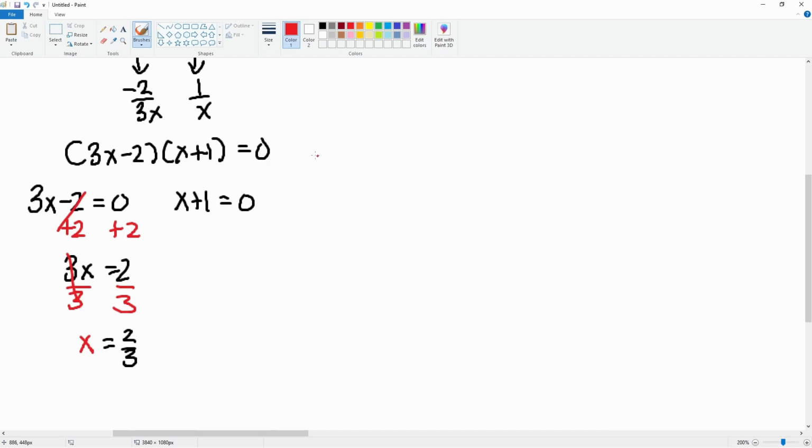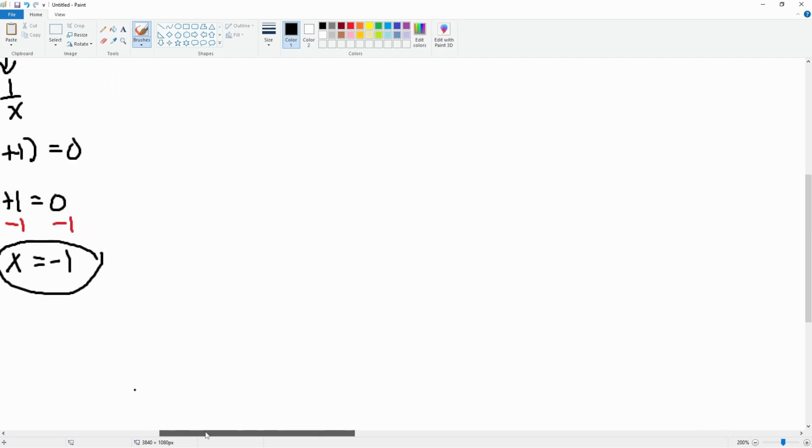Next, to do x plus 1 equals 0, we subtract 1 from both sides, leaving you here with x is equal to negative 1. Now, we are done because look, the x's are alone, so these are your solutions. So the solutions here are x is equal to 2 over 3 and x is equal to negative 1.